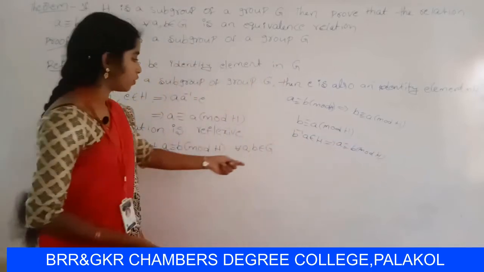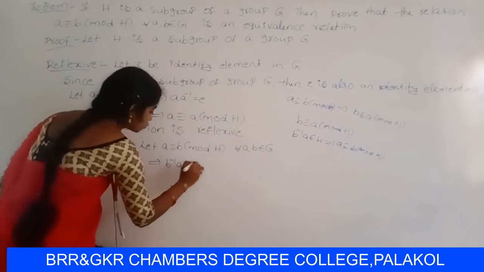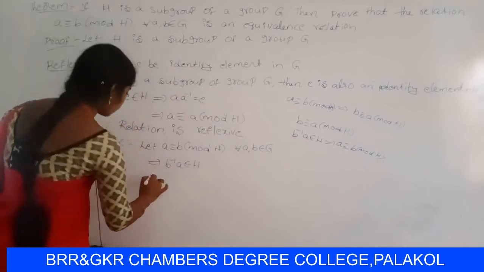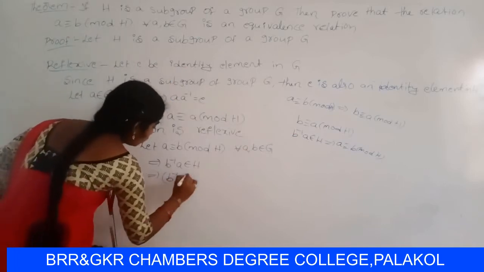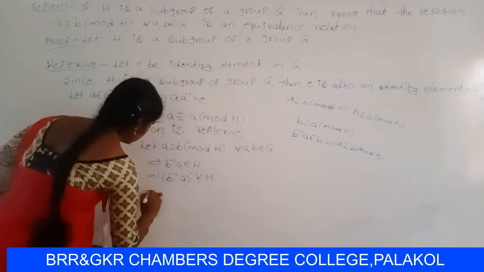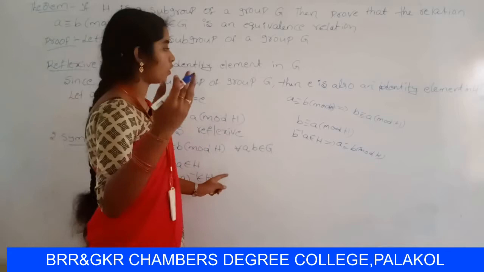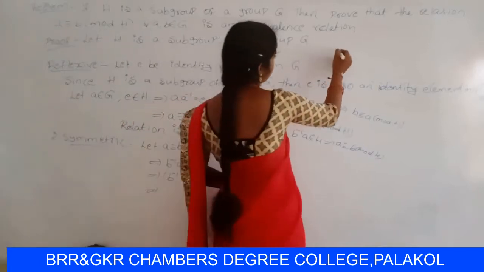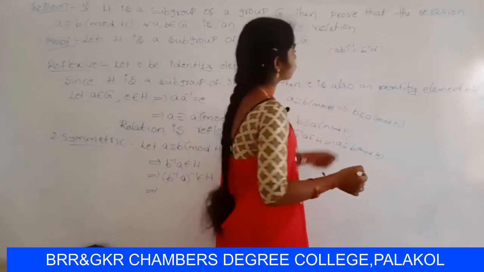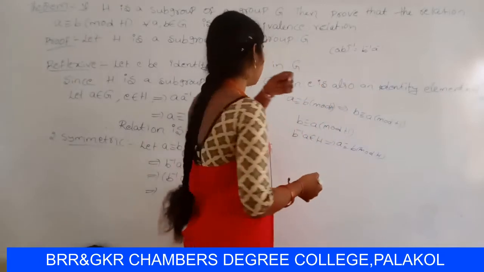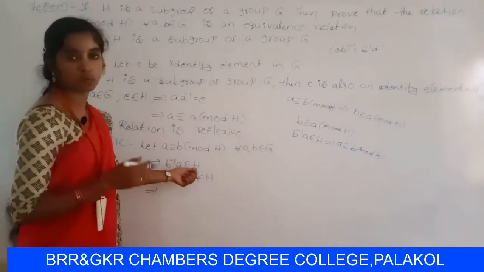So using this definition, that implies B inverse A belongs to H. So applying inverse, B inverse A whole inverse belongs to H. Already you know that H is a subgroup and Z is a group. So AB whole inverse can be written as B inverse A inverse. A, B belongs to Z, Z is a group. So B inverse A belongs to H, H is a subgroup of group Z.